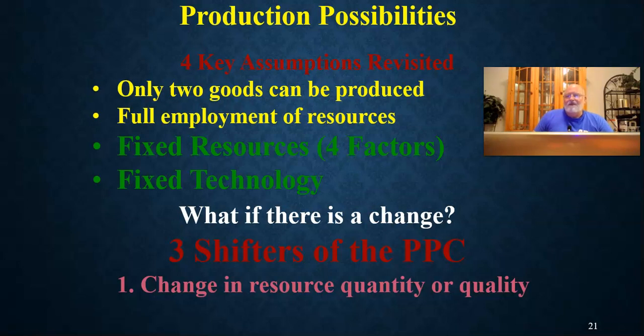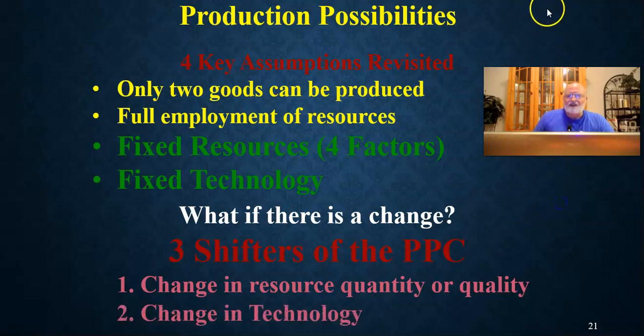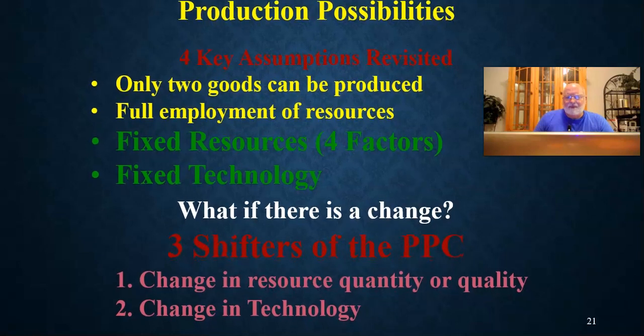What would happen if the speed of our computers multiplied tenfold? That would cause the PPC to jump outward. We would be able to get more work done. Okay, I'm beating a dead horse here. All right. Change in technology. Well, there's the speed of the computers there.